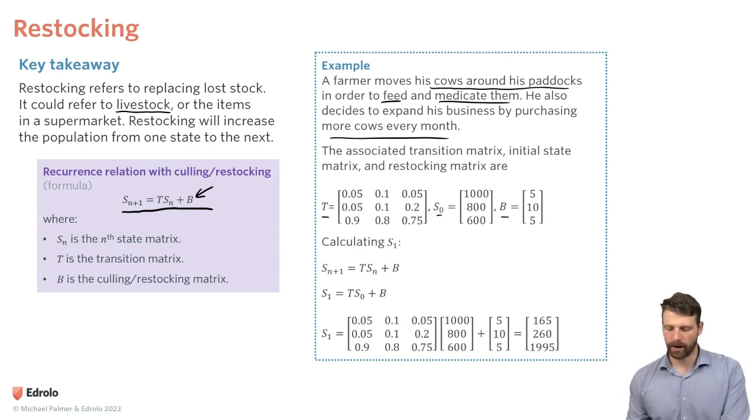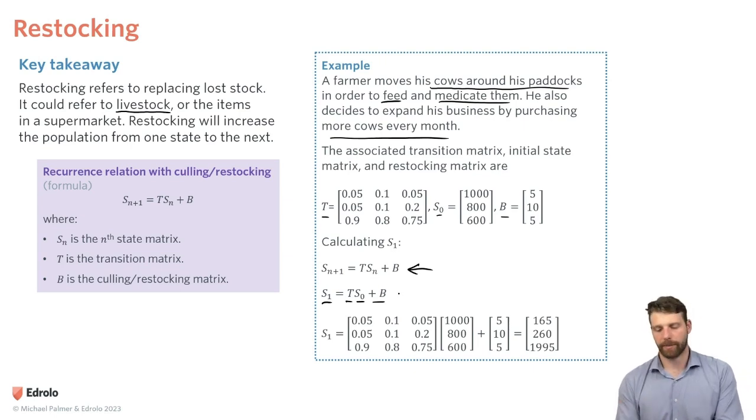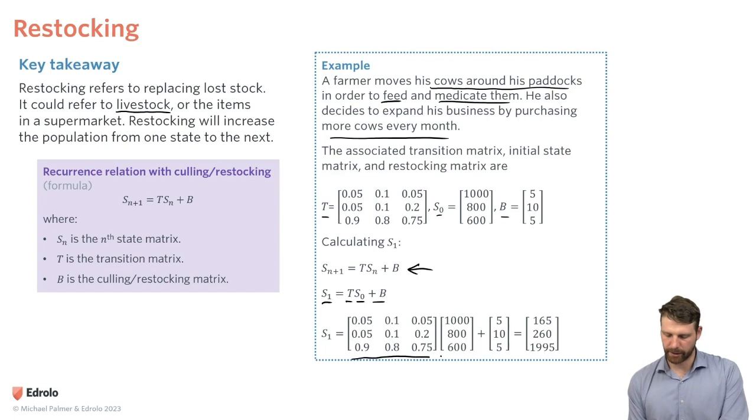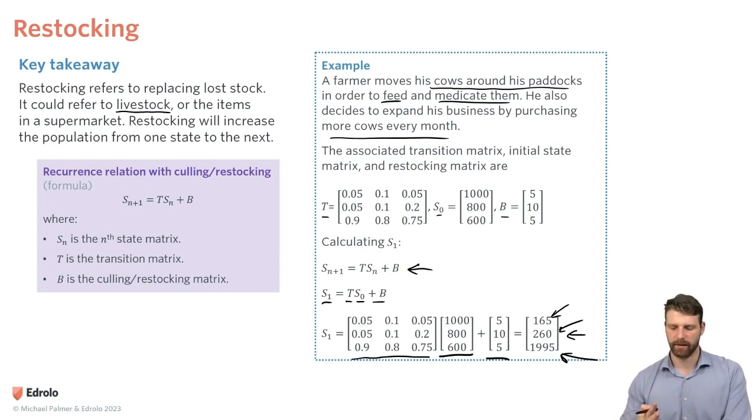And if we want to calculate S1, then we need to use this formula, which is just this one here in the purple box. So let's do that. We've got S1 will be equal to T times S0 plus B. Okay, so subbing all those in, S1 will be the transition matrix times the initial state matrix plus this restocking matrix. And if you work that out, it's going to give you this answer here. So it looks like after we move the animals around and we add some in, we're left with 165 in paddock A, 260 in paddock B, and 1,995 in paddock C.